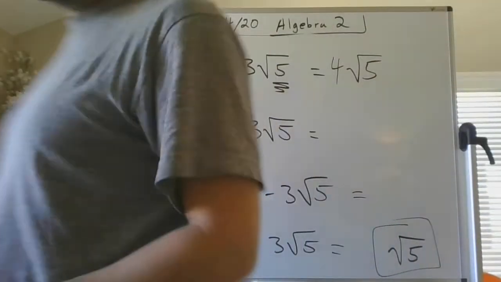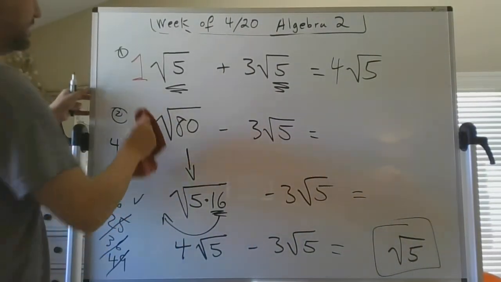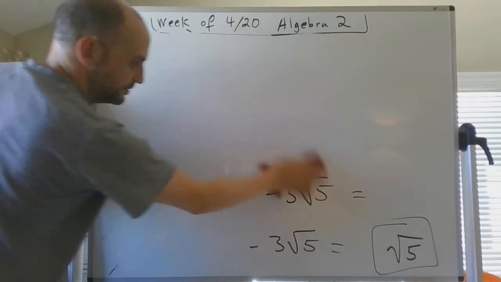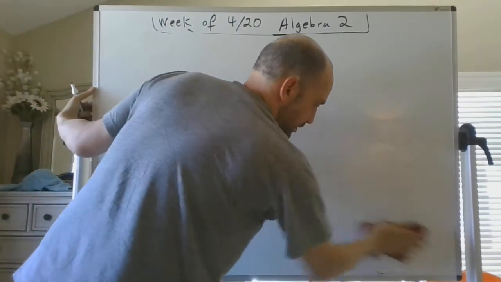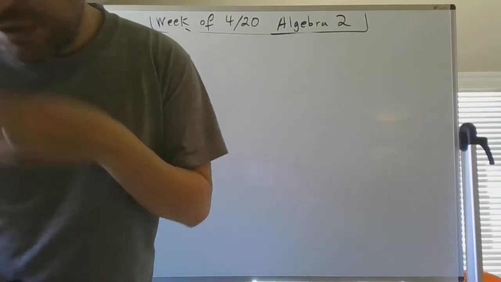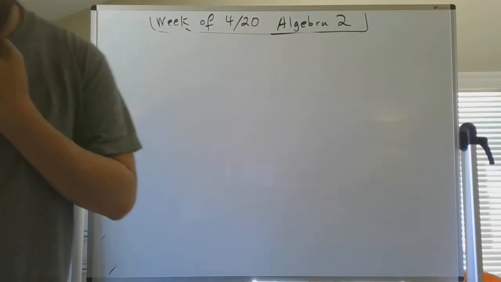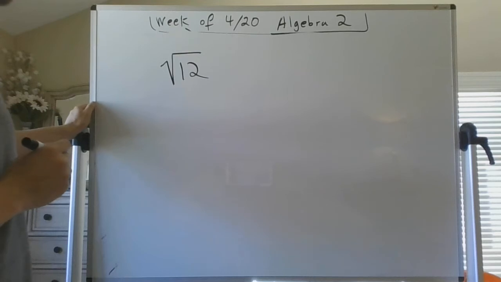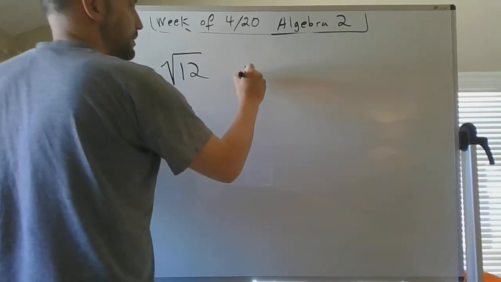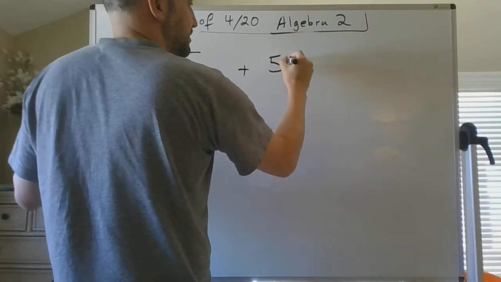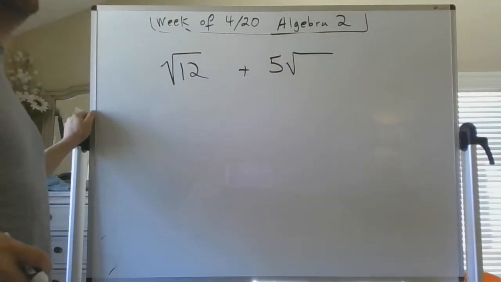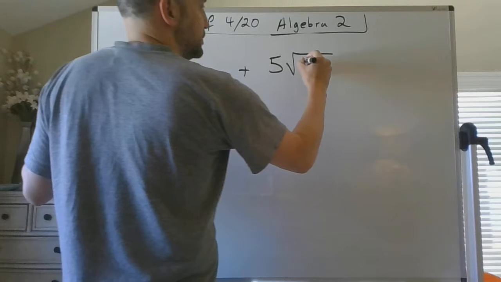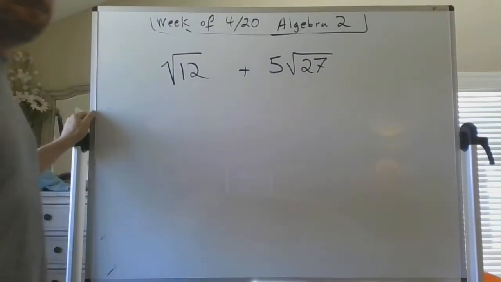Okay, so I'm going to do another one just like that real quick, to get a good example going. What if I ask you guys to do a good one out here? Let's try one like this. Let's go square root of 12 plus 5 square root of 27. Okay, let's try that one out.